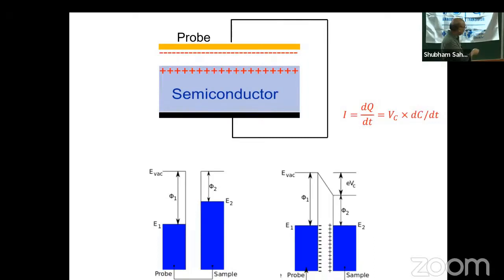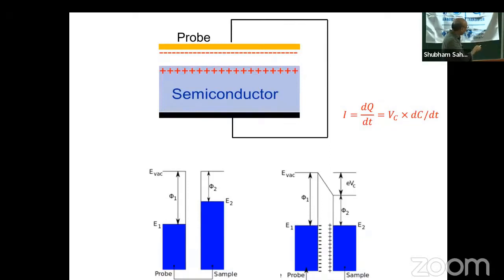So I is dq by dt. The voltage between these two is fixed, which is the contact potential. The separation between them is changing. So basically the capacitance is changing, right? So what you end up getting is a current flowing in the circuit here. So if you make an arrangement like this and you vibrate the probe, you will get an oscillating current in the wire that is there.